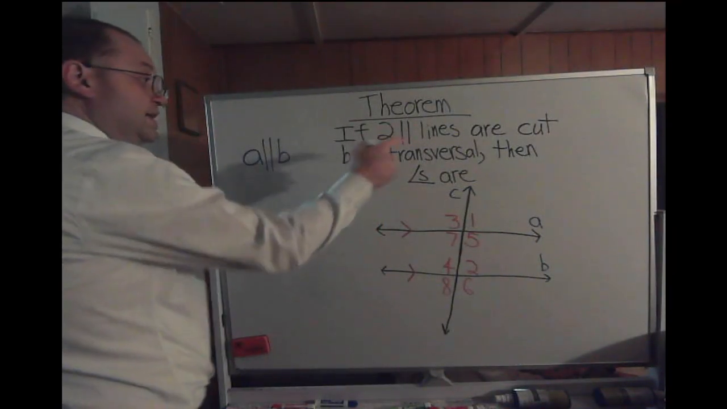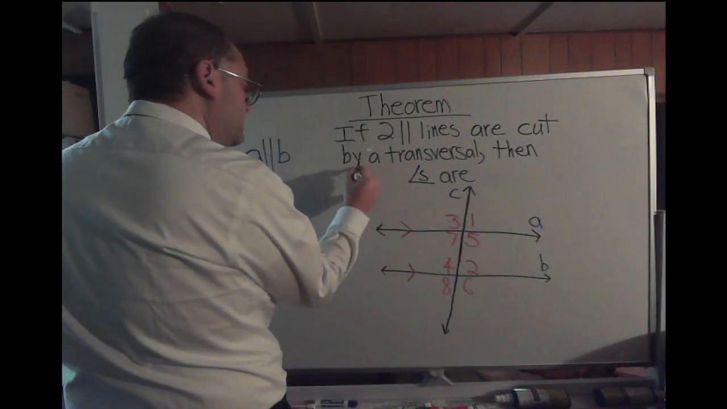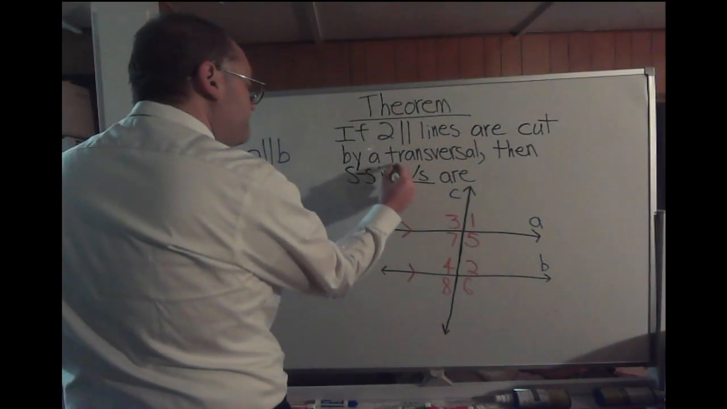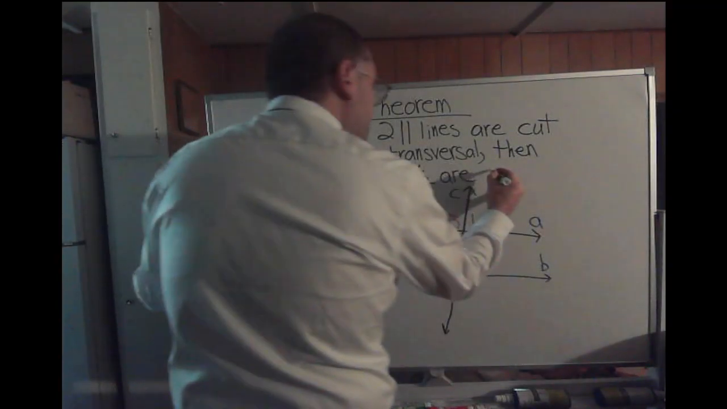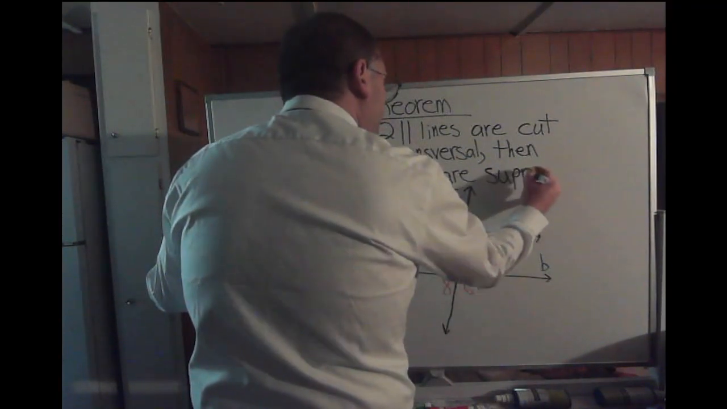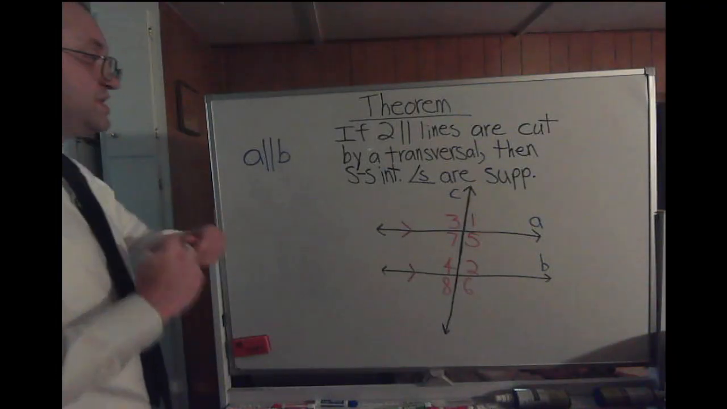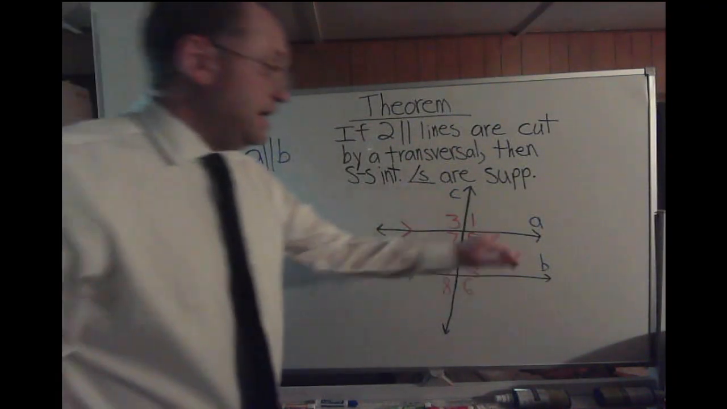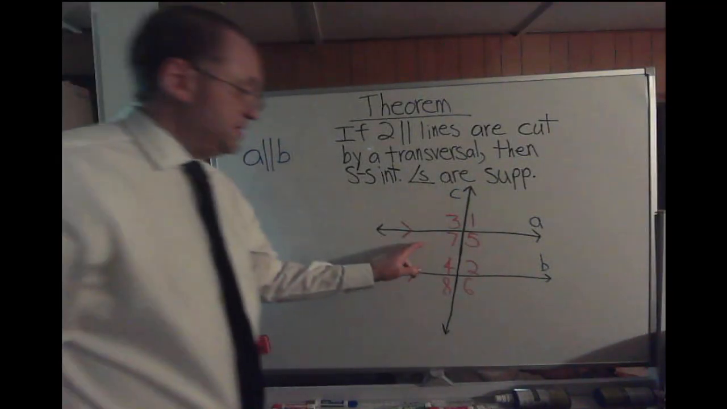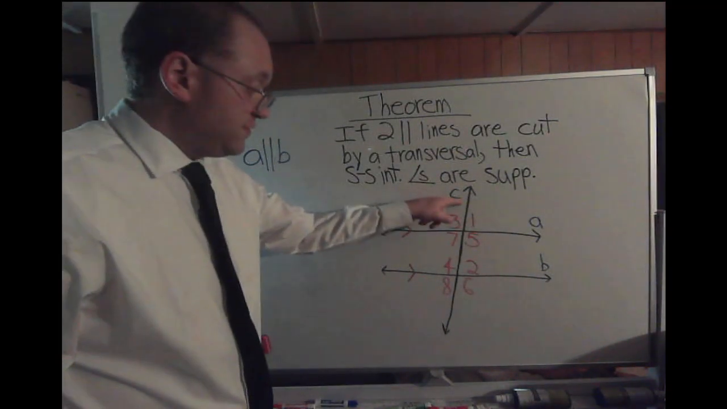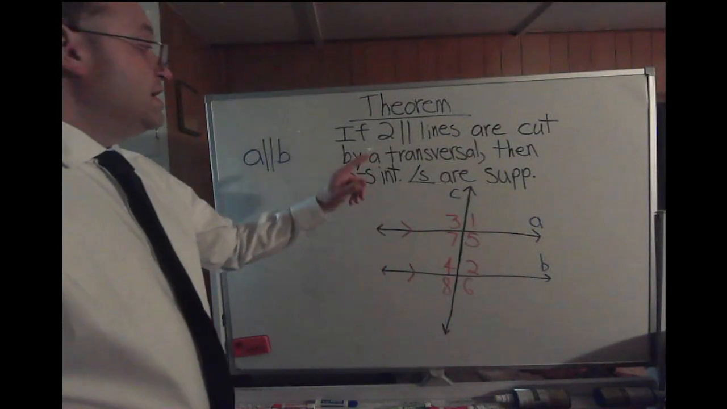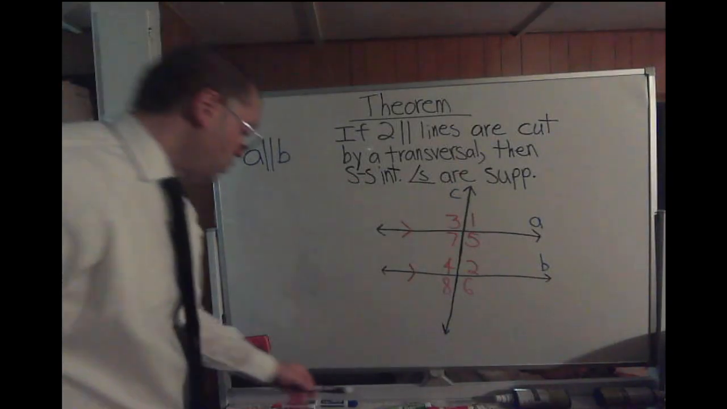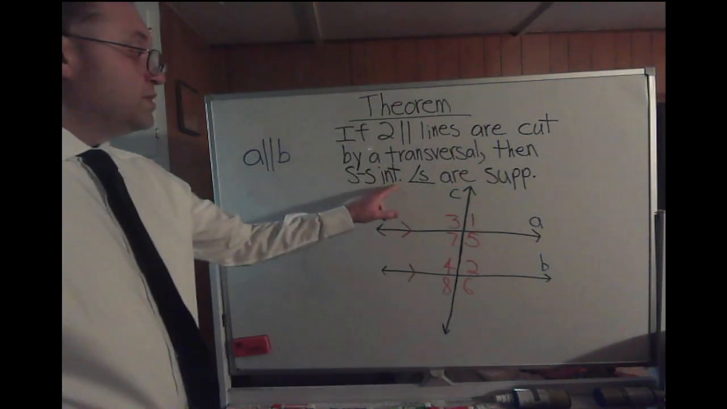Alright, so if two lines are cut by a transversal, then same side interior (abbreviated SSI) angles are supplementary. This theorem states that if two parallel lines are cut by a transversal, so again, lines A and B are parallel to each other, we see those arrows, they are cut by transversal line C, then the same side interior angles are supplementary.